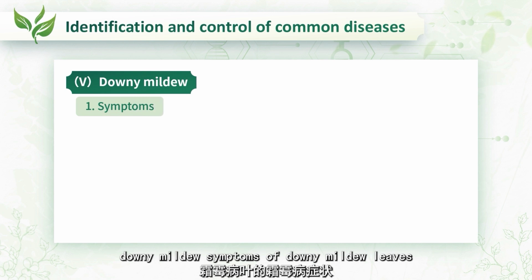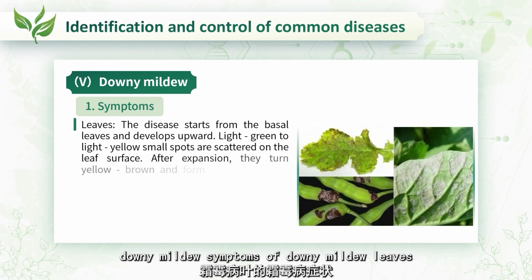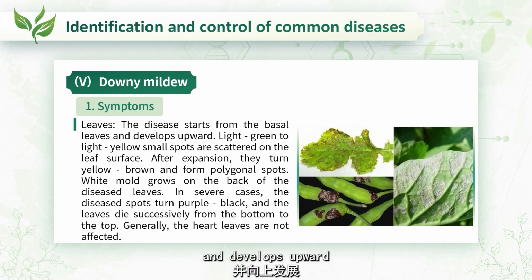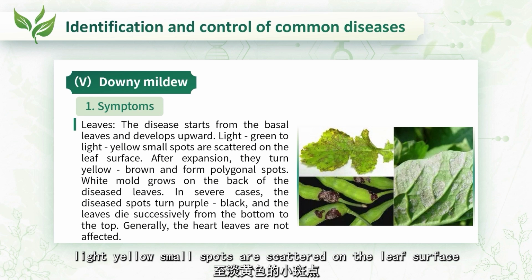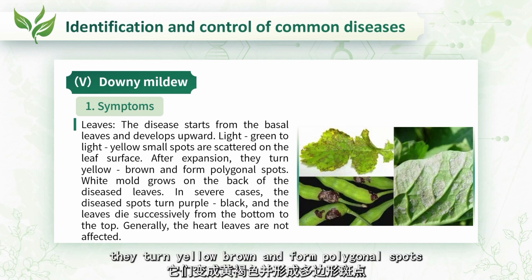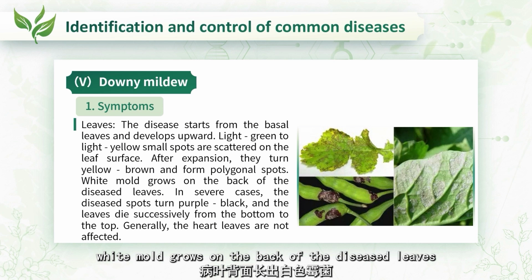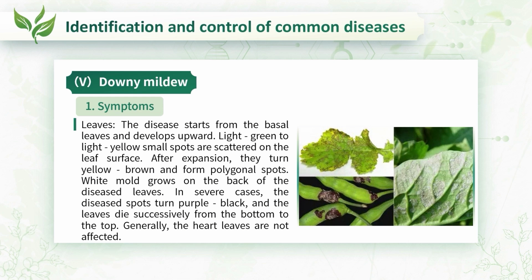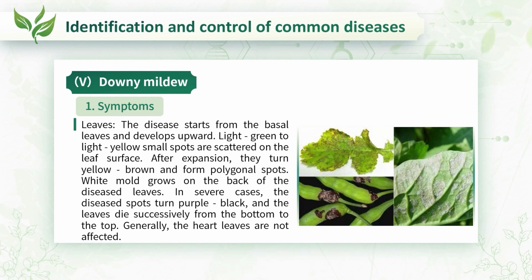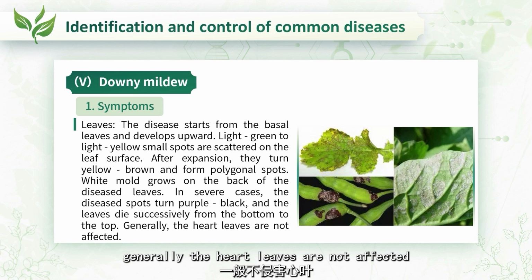Disease 5. Downy mildew. Symptoms of downy mildew. Leaves: the disease starts from the basal leaves and develops upward. Light green to light yellow small spots are scattered on the leaf surface. After expansion, they turn yellow, brown, and form polygonal spots. White mold grows on the back of the diseased leaves. In severe cases, the diseased spots turn purple, black, and the leaves die successively from the bottom to the top. Generally, the heart leaves are not affected.